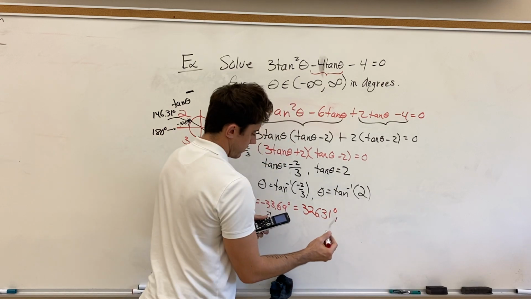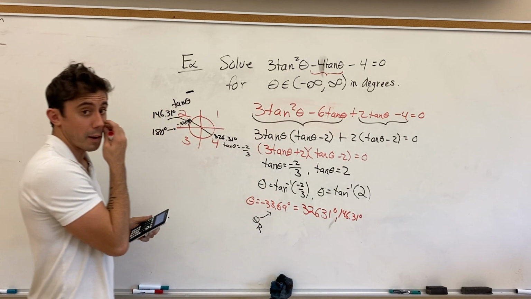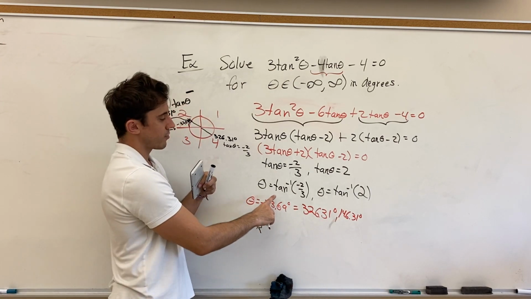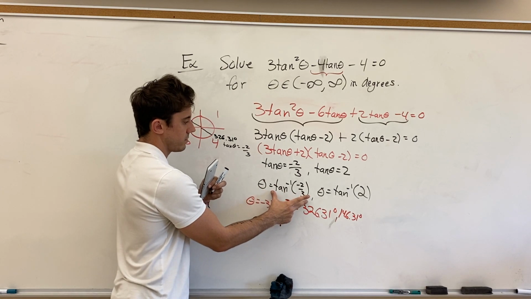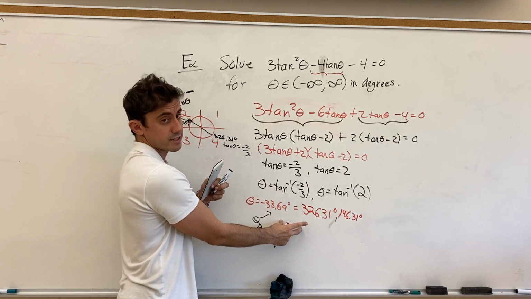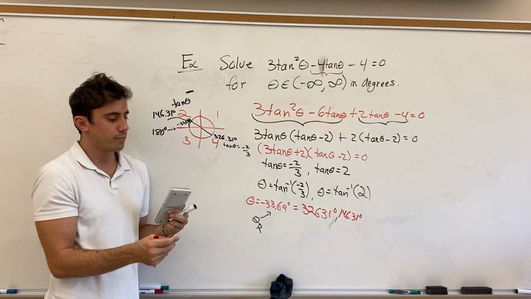So we'll have, again, 146.31 degrees, okay? Now, those are only two solutions that are emanating from our first, let's say, tan value of negative 2/3. We're going to get two solutions here. Now we're also going to get some solutions from the tan theta of the 2 part of it.